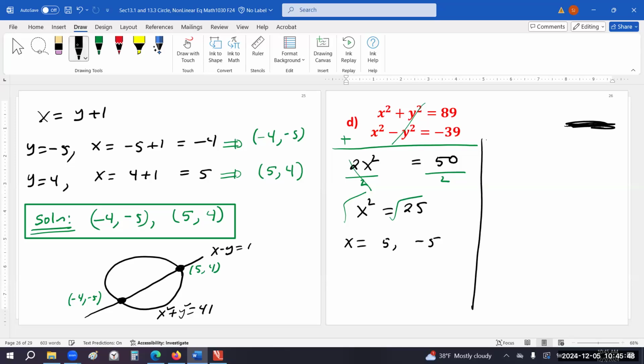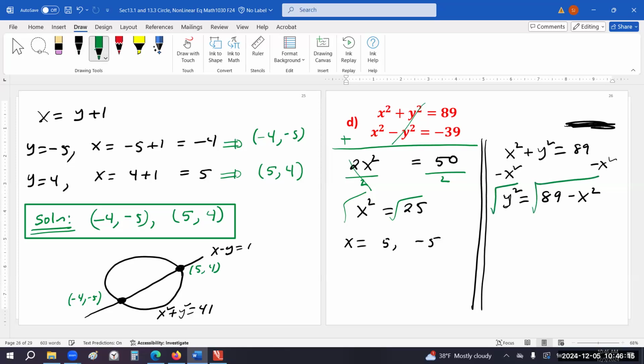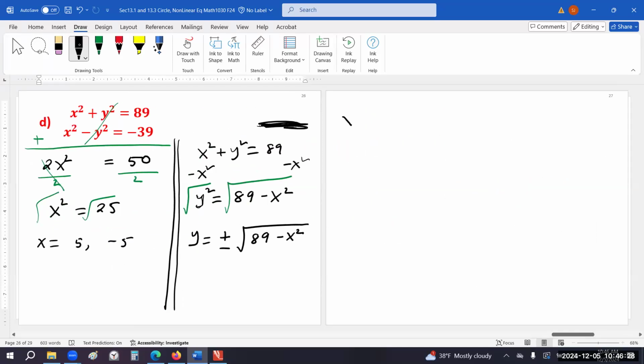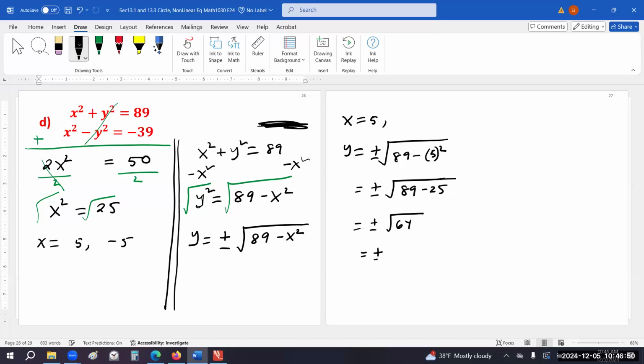So it doesn't matter which equation you take, we're supposed to get the same answer. So let's say we're taking the first one, because in the first one, our y is positive. So subtract x squared. We get y squared is 89 minus x squared. But you're looking for y, not y squared. So take the square root, and we get two choices, plus minus square root of 89 minus x squared. So x is 5, y is plus minus square root of 89 minus 5 squared. 89 minus 25, 64, we get plus minus 8.